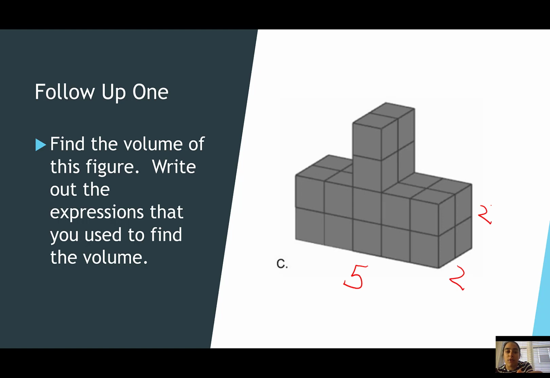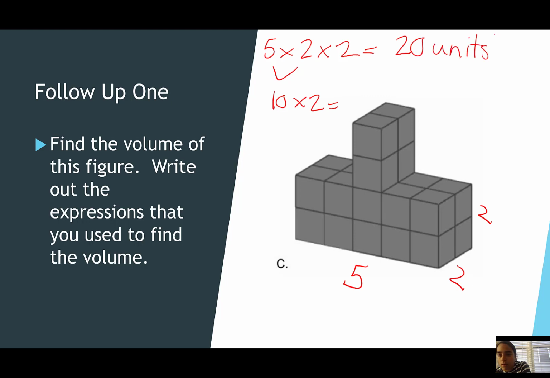So if I'm writing an expression for the volume of this box on the bottom, the longer one, I'm doing 5 times 2 times 2. 5 times 2 is 10. 10 times 2 is 20. So the volume of the box on the bottom is 20 units cubed.